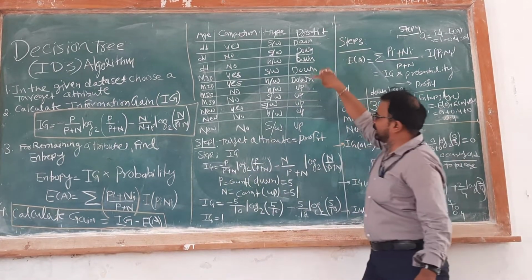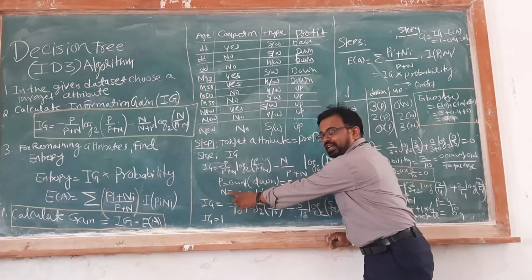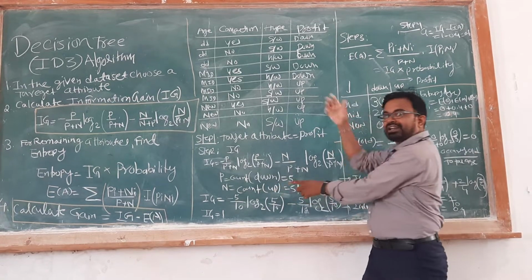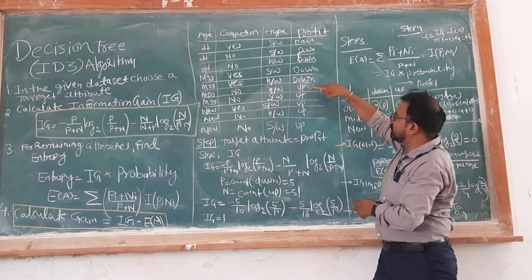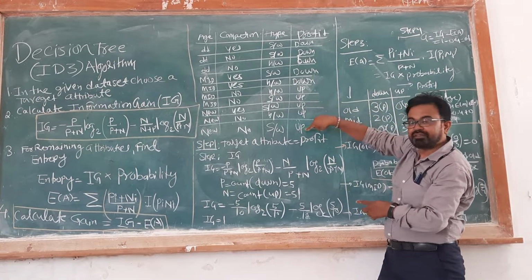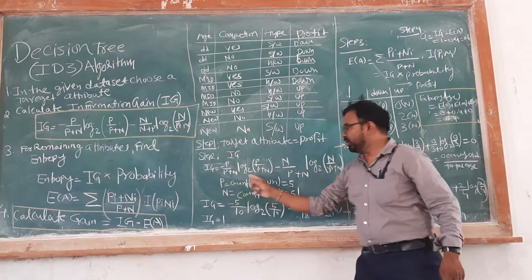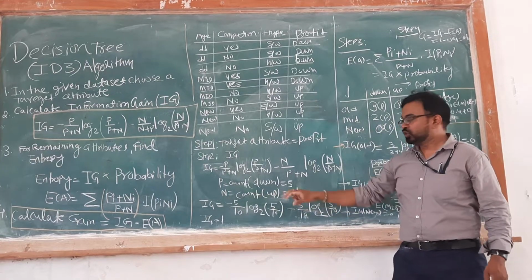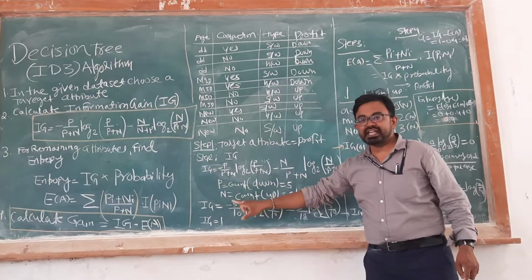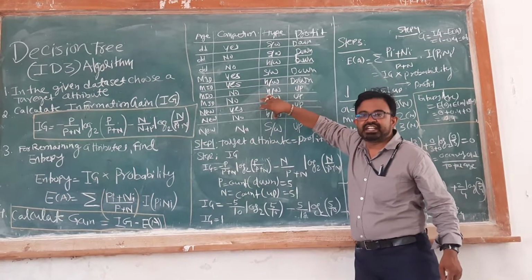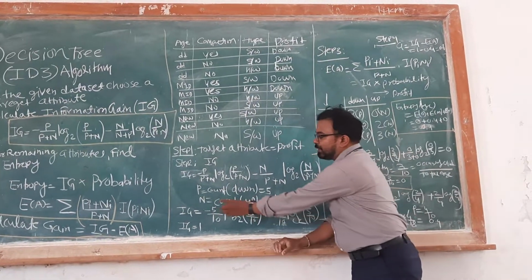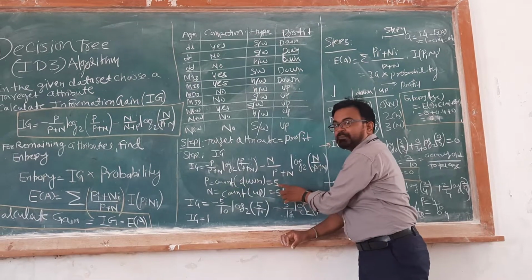Then while looking at the database, you have to assume n. N is the number of counts which are up, when the market is up. How many counts are there? 1, 2, 3, 4, 5. So the value of p is equal to 5 and the value of n is equal to 5. This p and this n depend upon your data set and your target.